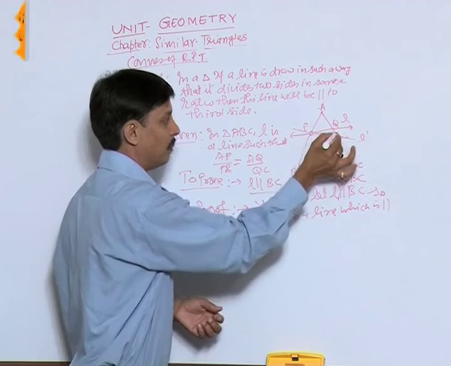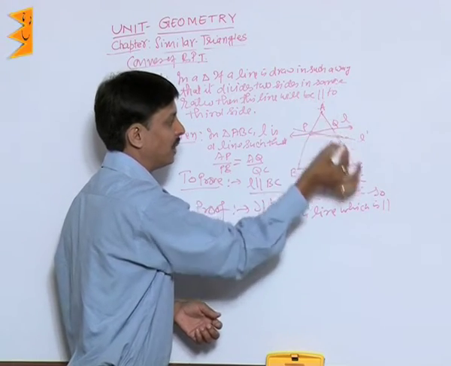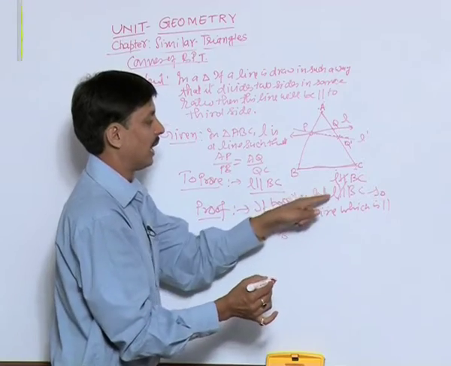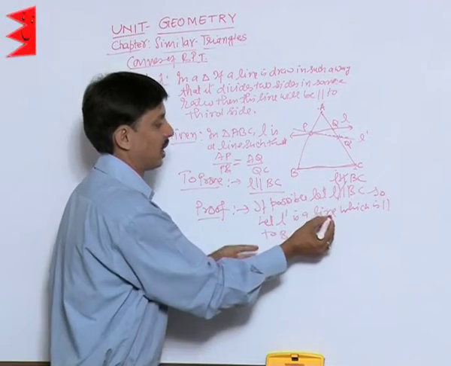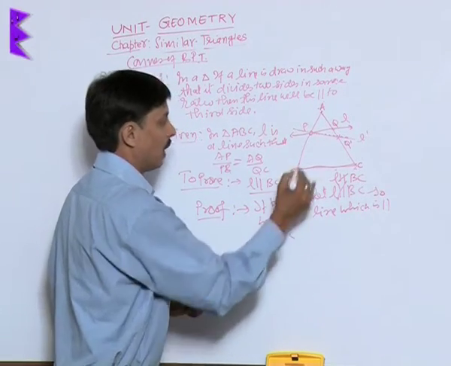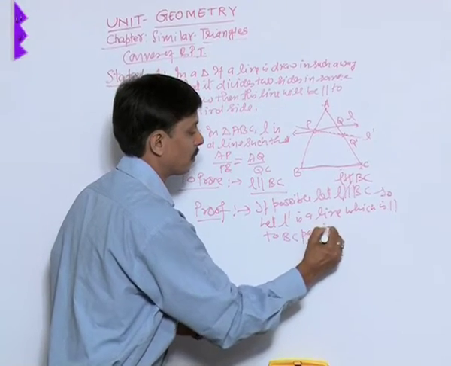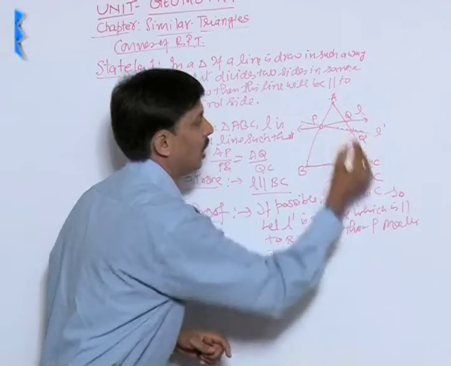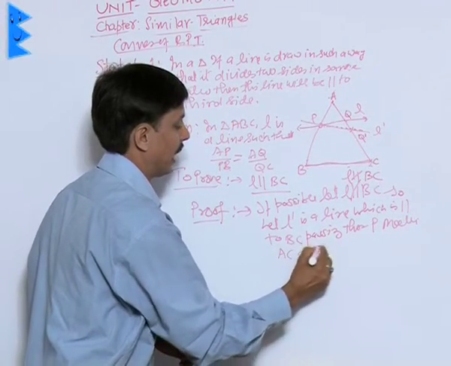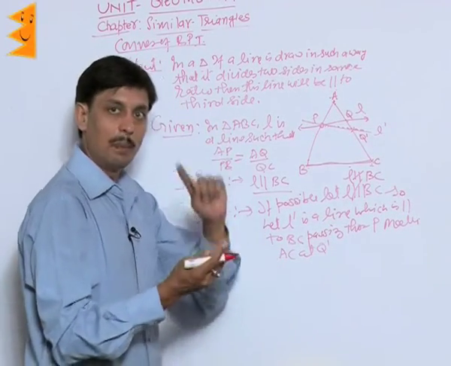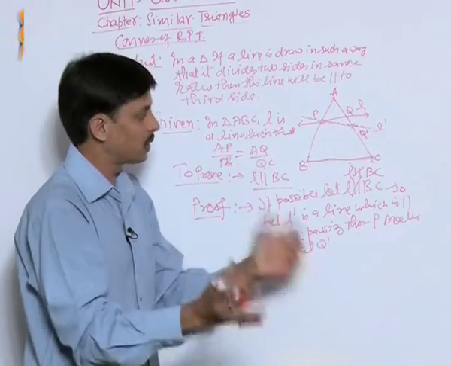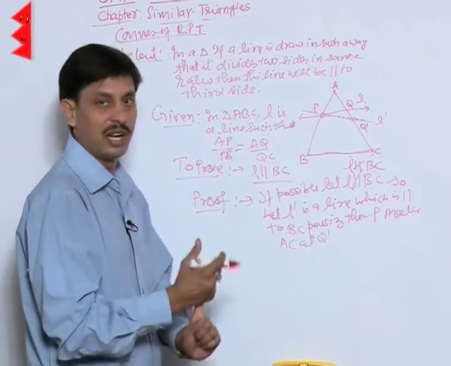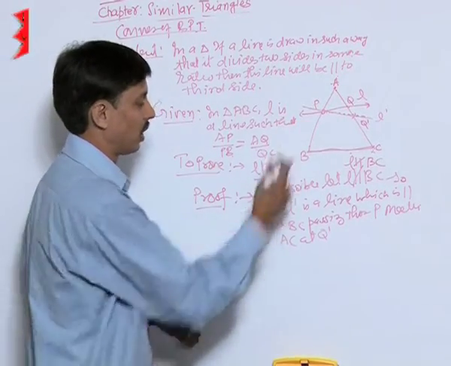This is L dash, meeting AC at a point Q dash. Let, if possible, L not be parallel to BC, so L dash is a line which is parallel to BC, passing through P, meeting AC at Q dash. Now the BPT has already been explained to you: in a triangle, if a line is drawn parallel to one side, it divides the other two sides in the equal ratio.